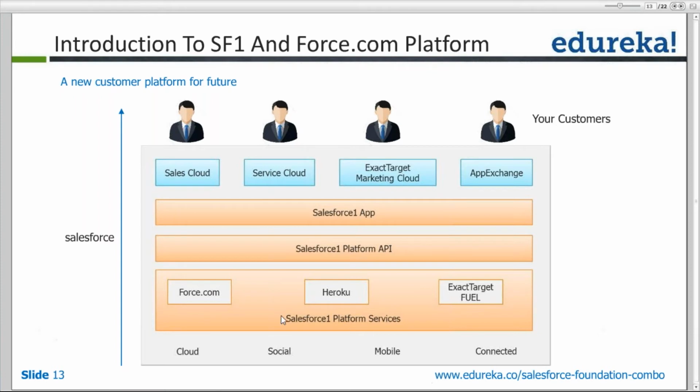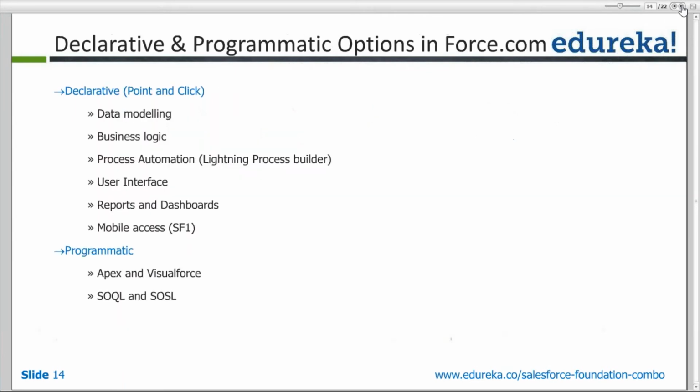And here at the bottom, you have the SMAC: social, mobile, analytics, and cloud. And as I said, you have both options in Salesforce: declarative, that is point and click, and programmatic. So in declarative, you'll be seeing data modeling, business logic, business process automation, that is the workflow rules, approval processes, Lightning Process Builder, UI, reports, dashboards, and the mobile access. So we'll be covering these over a period of next few weeks.